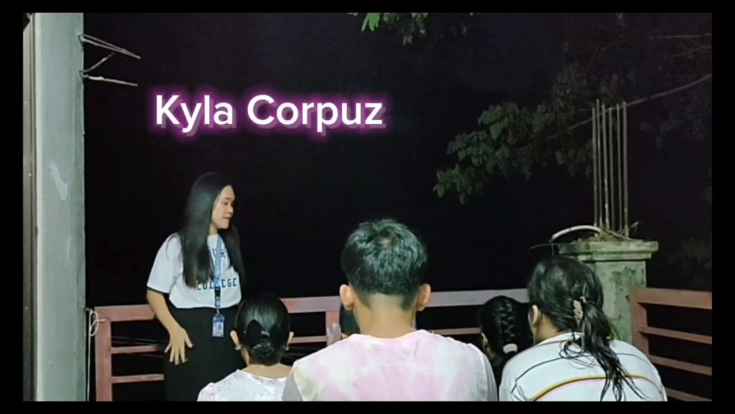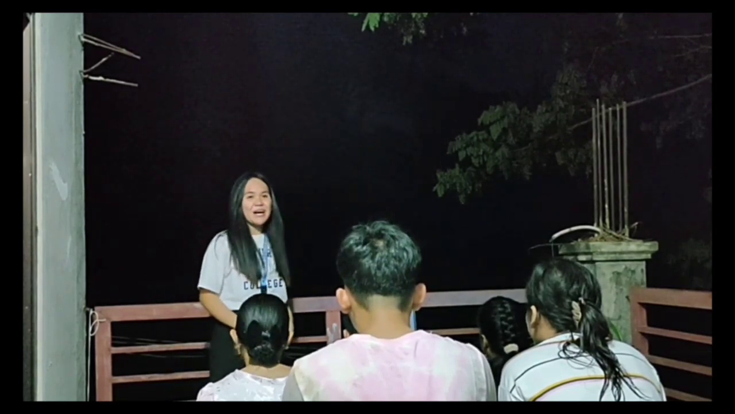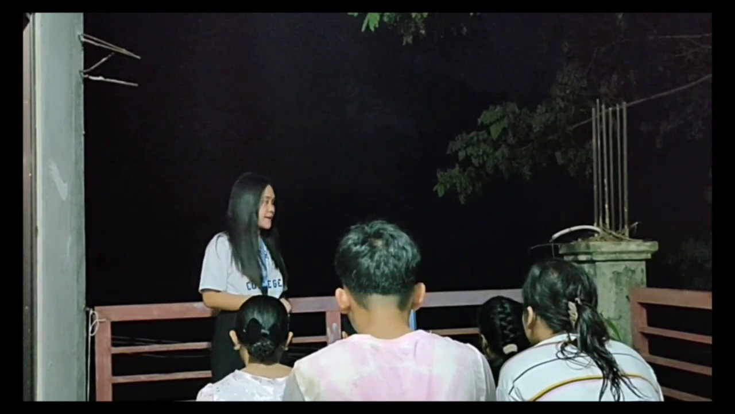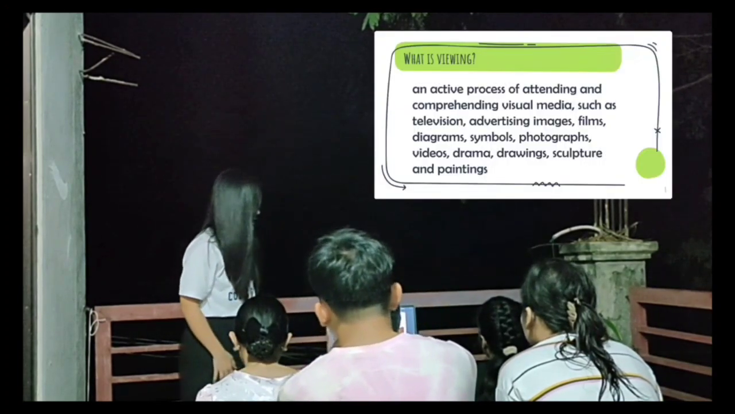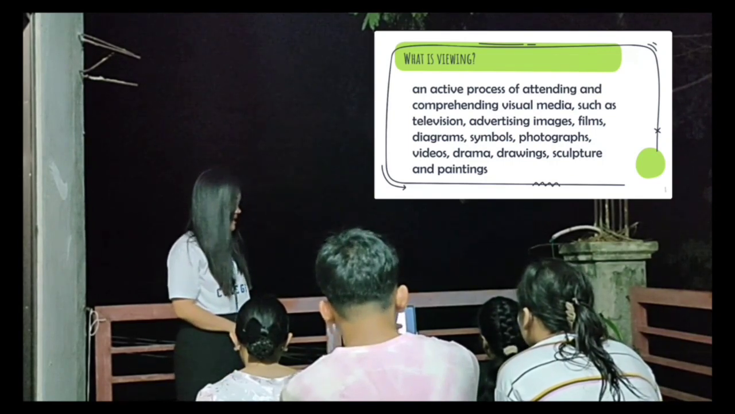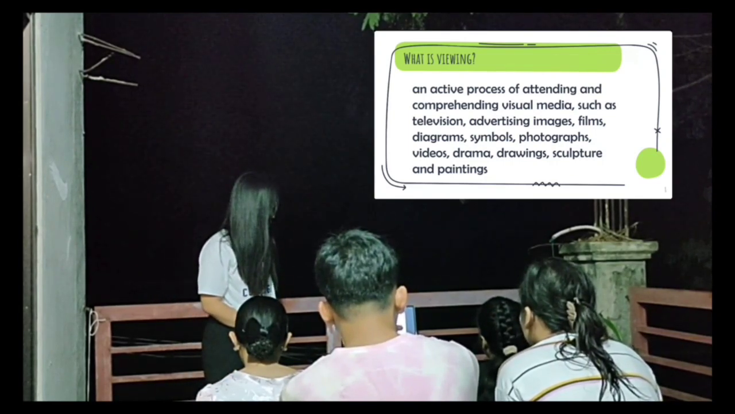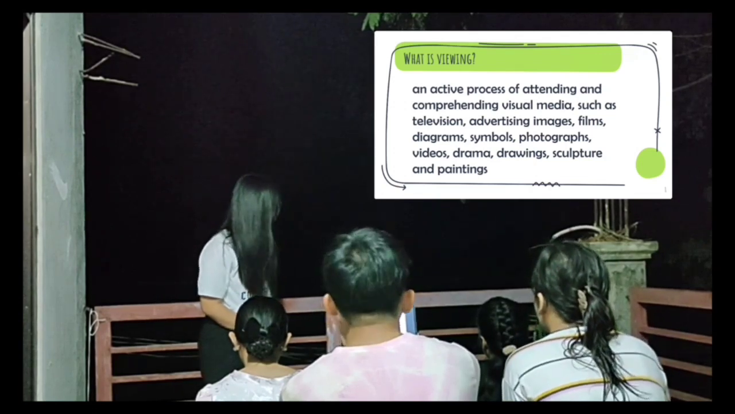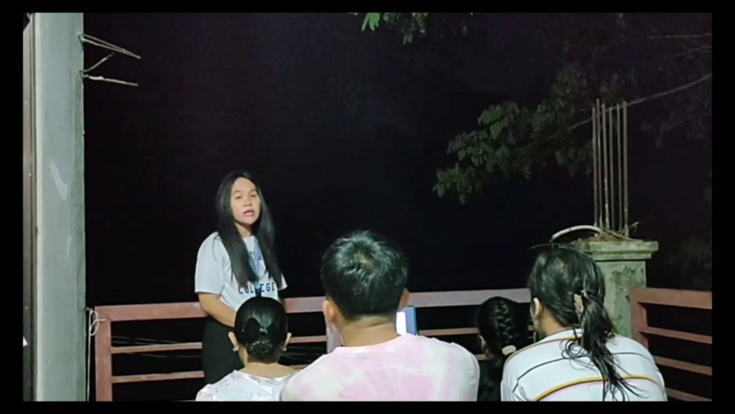Okay, so good evening, everyone. Are you okay? Okay, so I'm going to talk about the five macro skills, but I'm only going to speak about viewing. So let us first define what is viewing. Viewing is an active process of attending and comprehending visual media such as television, advertising, images, films, diagrams, symbols, photographs, videos, dramas, drawings, sculpture, and paintings.